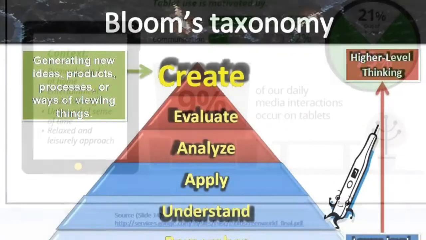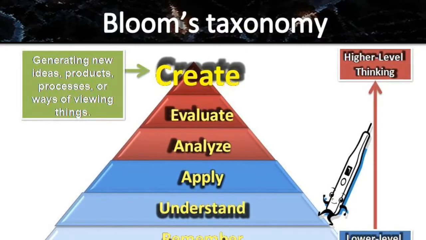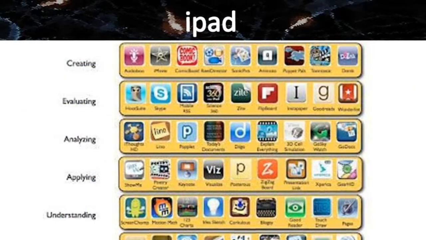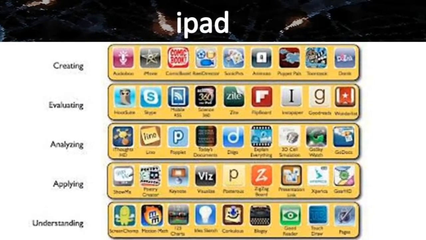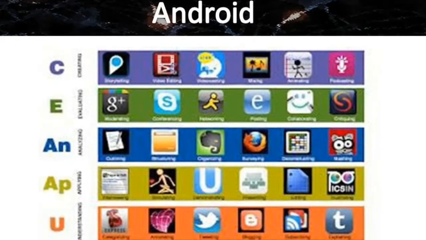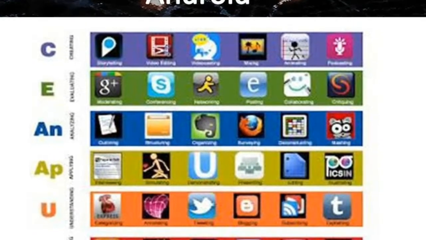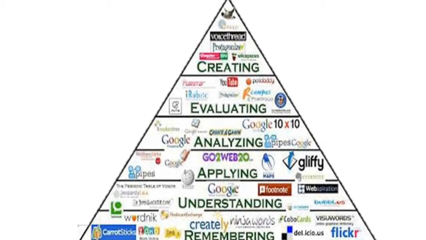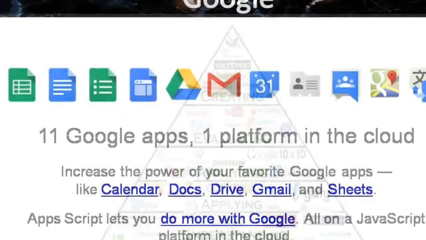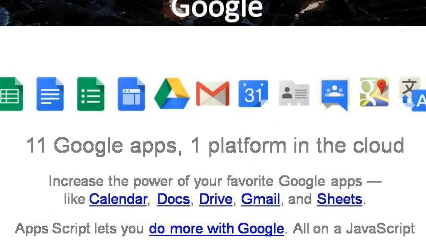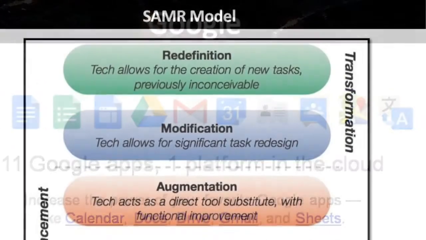For Bloom's taxonomy, we can see the new criteria, adding creation at the top of the pyramid. We can classify apps according to this pyramid: iPad, Android, and websites also. Creation and creating is important. Google has 11 apps in the cloud through which we can share information.